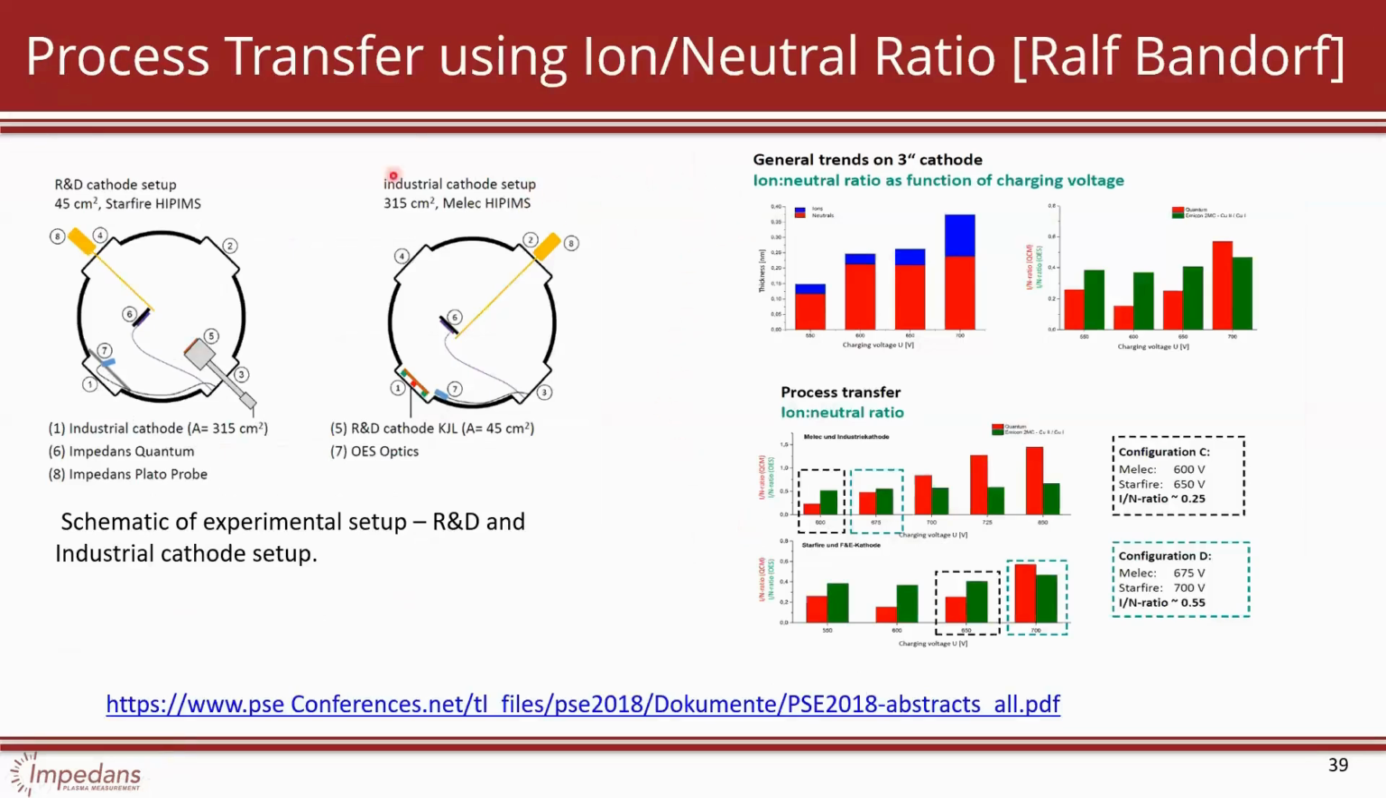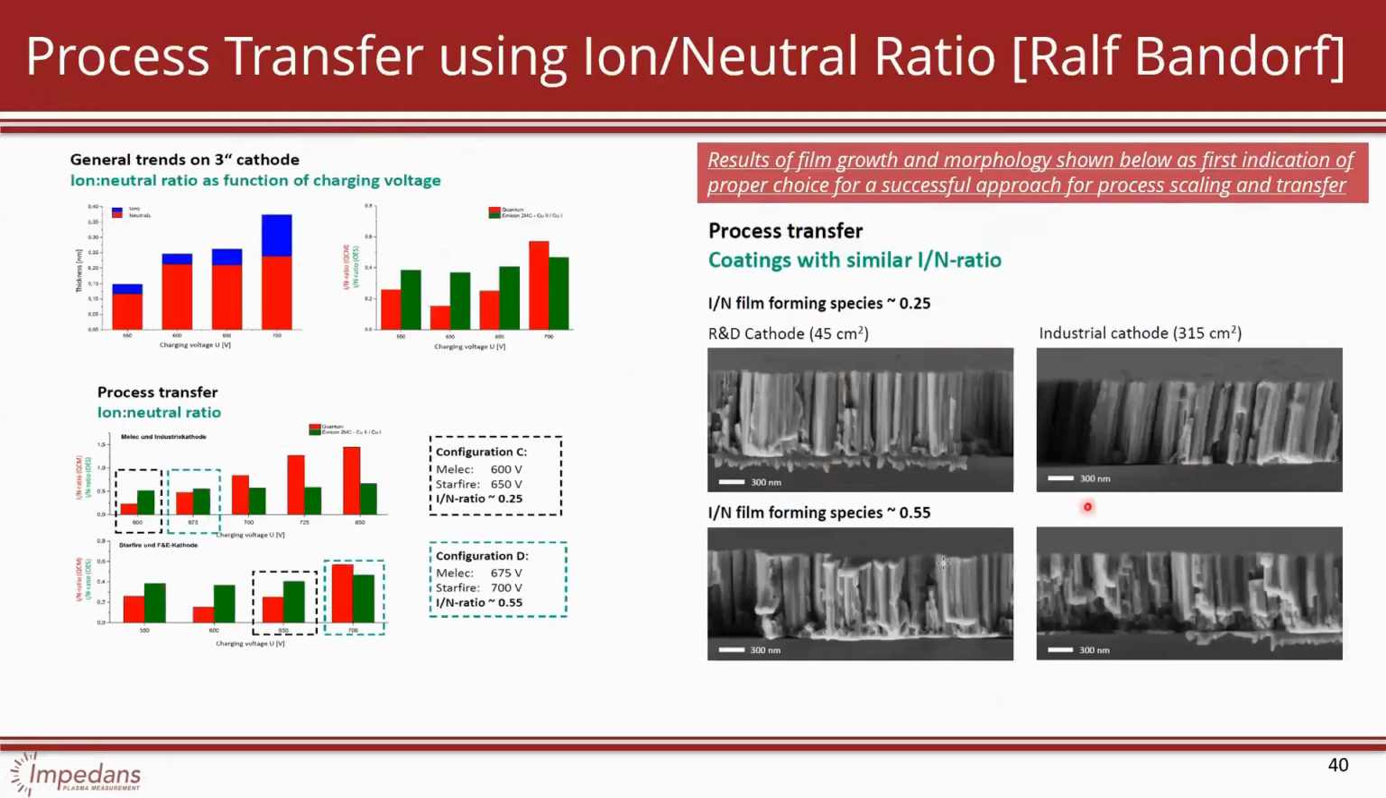I've shown this before in other presentations, but with the ability to measure the ion energy distribution function, the ion flux, and the ion neutral ratio, that's really, really helpful for doing process transfer. So the idea is if you're going from a small tool to a very large industrial tool, you want to make sure that the ion neutral ratios are the same in order to get the same material properties in the end. So this is critical for process transfer.